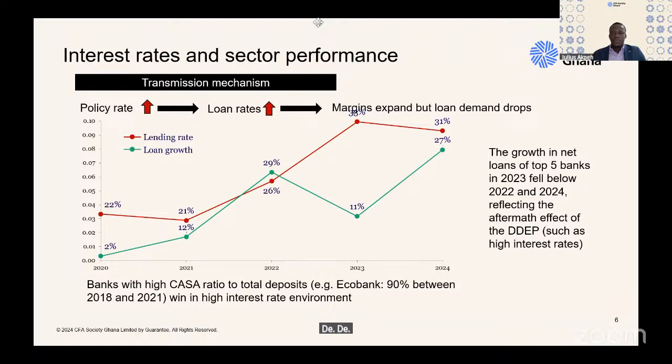Great. All right. I think there's a question somebody's asking. What caused 2022 to be different from the other years, away from the usual negative correlation between lending rate and loan growth? I don't know if you have mentioned that.